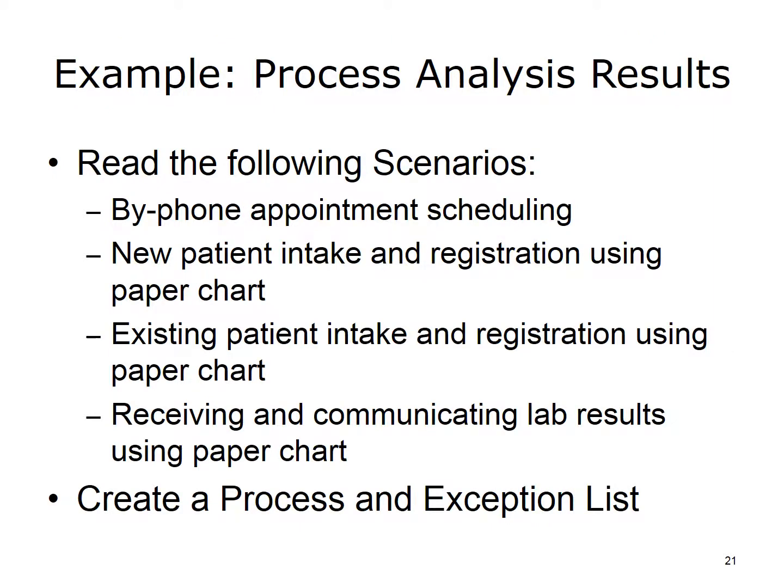Let's work through an example of how to make a process and exception list. After the instructions, pause the slideshow and read the following scenarios in your course materials. By phone appointment scheduling. New patient intake and registration using paper chart. Existing patient intake and registration using paper chart. And receiving and communicating lab results using paper chart. Create a process and exception list. On the next slide, we will go over the results. Pause the slides now.